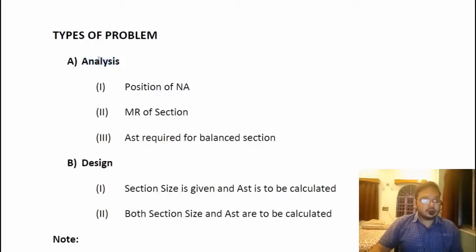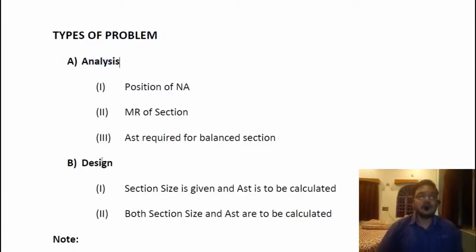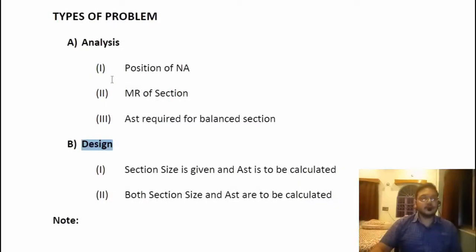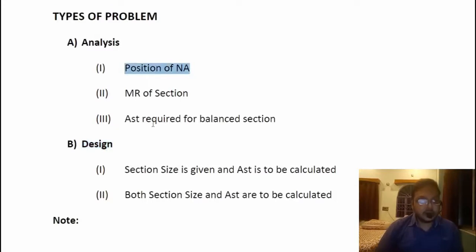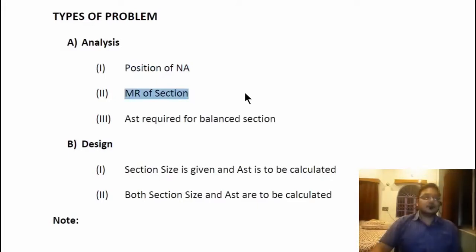First is the analysis problem, where we need to analyze the particular forces or the moment acting on a section. Next is the design problem, where we design the section or find the amount of steel. In analysis, one problem can be finding the location of the neutral axis. Second can be the moment of resistance of the section, and the third one is the AST required for the balanced section. So these are the three types of analysis problems we can have for the singly reinforced rectangular section.